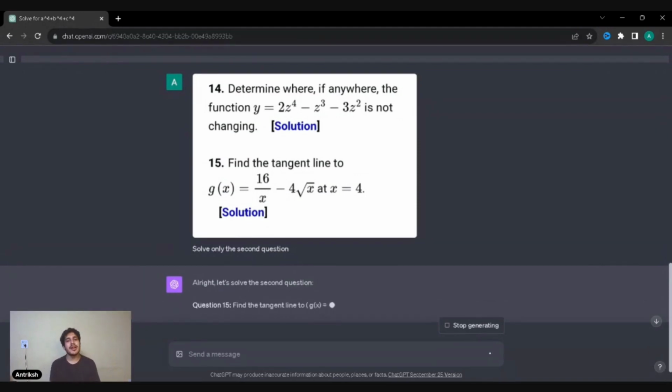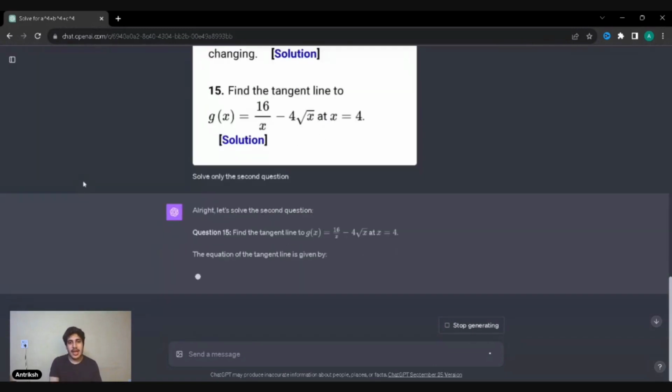Question 15. Yep, absolutely. Find the tangent line to g(x) = 16/x - 4√x at x equal to 4. This is absolutely the perfect question. And let's see if it can make the graph. Tangent line, obviously. So it has to do a formula, and basically it's able to do that. So which is pretty fair. Now we're going to move into the second one.